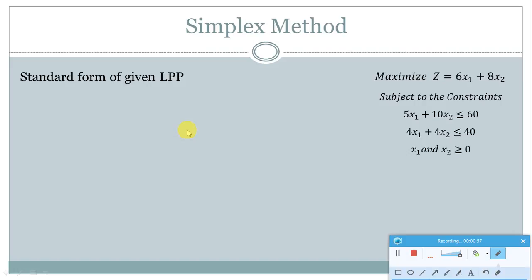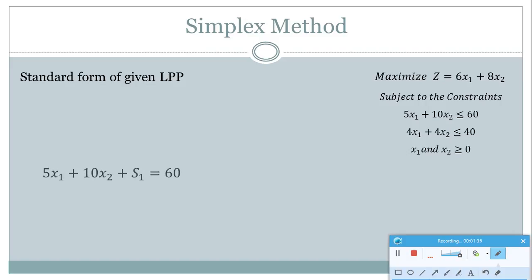The solution of the LPP by simplex method starts with making the given LPP into the standard form. The given LPP can be made into the standard form by removing the inequality sign. So in the given LPP, the two constraints are given, both are having the less than or equal to type of signs. So these are removed by adding the variables into the left hand sides of the constraints.